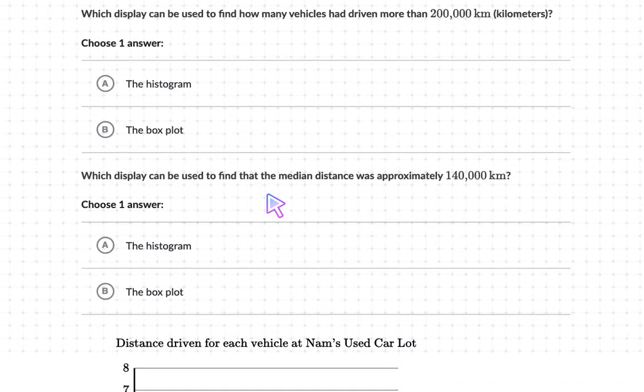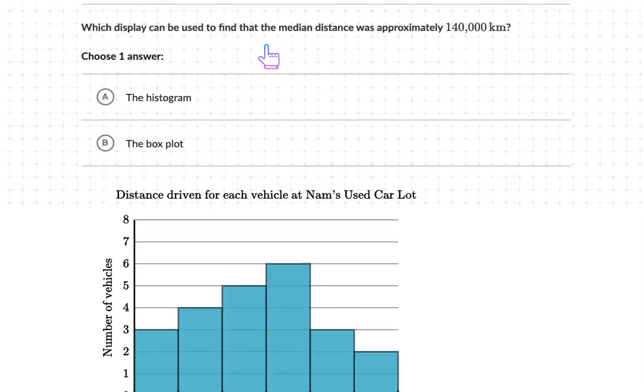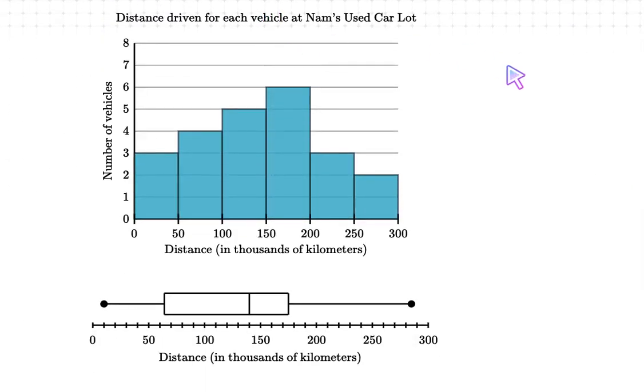First question, which display can be used to find how many vehicles had driven more than 200,000 kilometers? More than, how many? Okay, so they want to know the frequency when they ask how many. Go ahead and think to yourself which one is better.